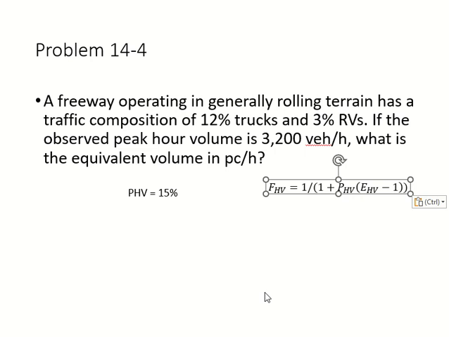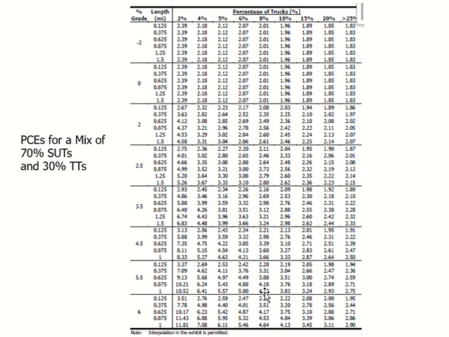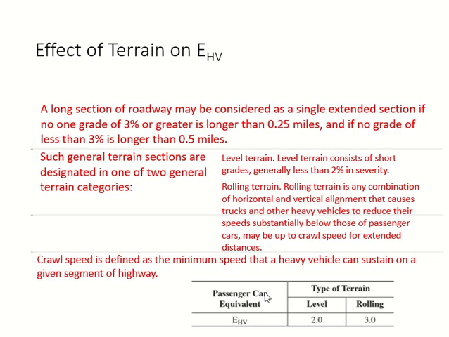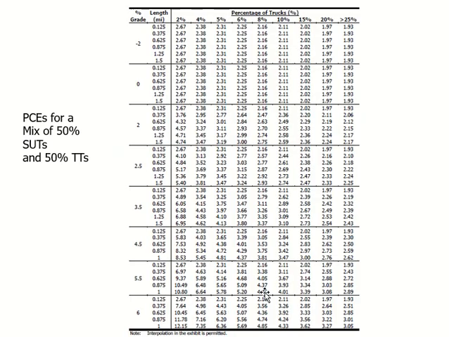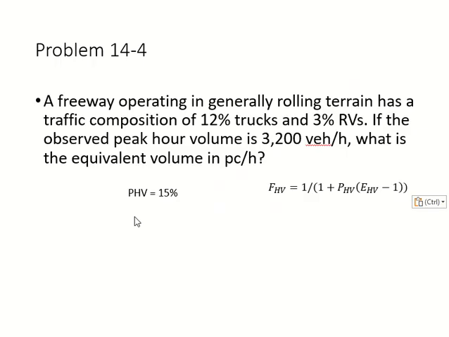To use FHV, I need these two things. The first one is given in the question, 15%. This one depends upon what? Terrain. What terrain do we have? Rolling. They didn't give us the value of the gradient, so I don't need to match the conditions. I will directly go for the rolling terrain. For rolling terrain, the value is 3, so EHV is 3. So give me the FHV value.